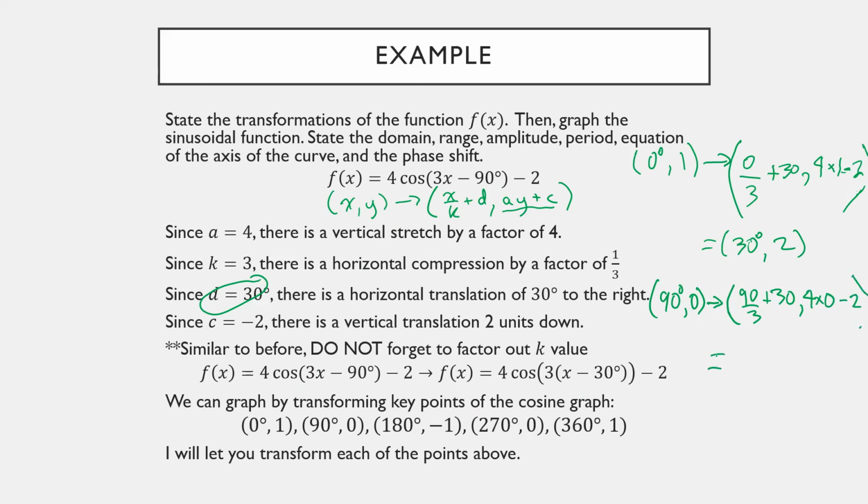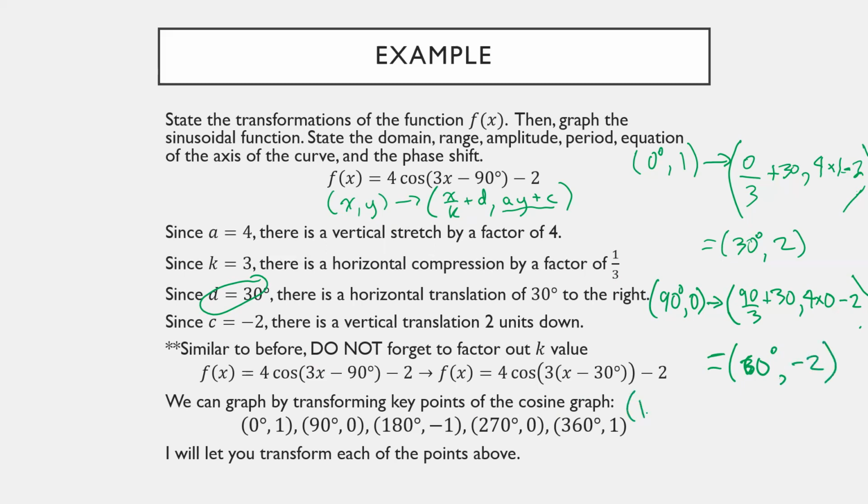So going through the steps here, 90 degrees divided by 3 is 30 degrees, plus 30 is 60 degrees. And then 4 times 0 is 0, minus 2, that's -2.